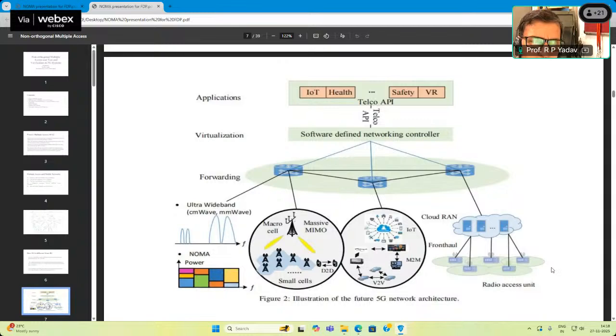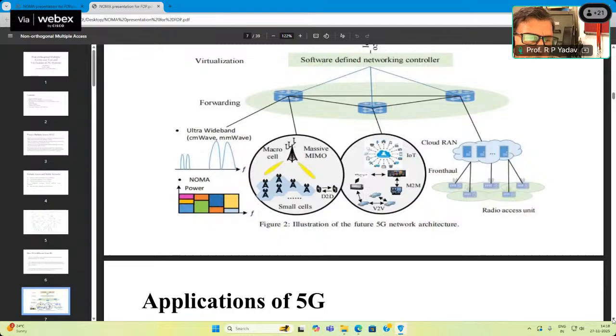And in the case of this particular layer, there is machine to machine communication and IoT based applications. Then in the third one, cloud RAN, that architecture, the fronthaul, is a particular architecture for 5G networks, the radio access unit. All of you are familiar with how we have come from circuit switching to packet switching with the evolution of mobile communication systems.